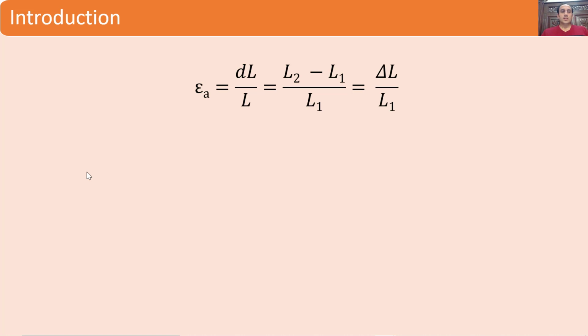Okay, so what is this epsilon A? Axial strain, right? Axial strain is the deformation which acts along the axis along which the stress is applied, and that is denoted by epsilon A, and that is equal to what? Change in the length divided by the original length.